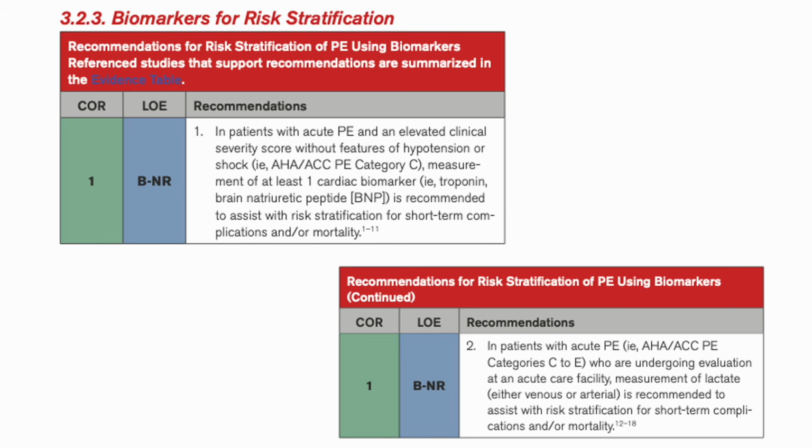They also say that in patients with acute PE from the severity category C to E, who are undergoing evaluation in an acute care facility, measurement of lactate, either venous or arterial, is recommended to assist risk stratification. So, what would you do? You would do troponin, you would do BNP, and you would do lactate.